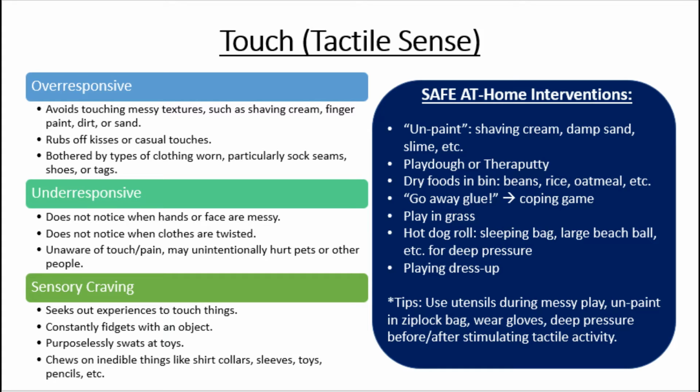You can also do a hot dog roll. You can use a sleeping bag or a large beach ball, something like that, for deep pressure. Like I said, they can also be a taco, where you just use the sleeping bag, a bean bag, or a large beach ball, and or even just a hug can give them that deep pressure to help regulate them. And a lot of kiddos really like this.